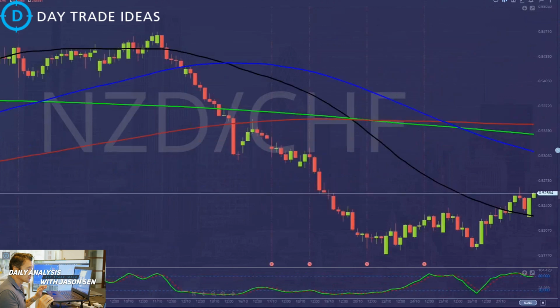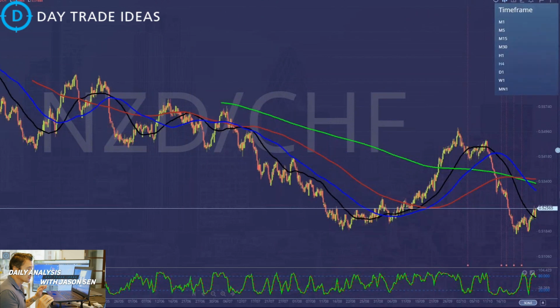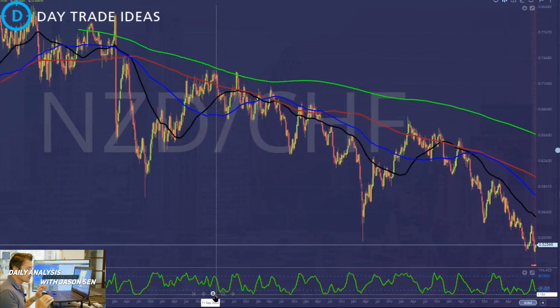New Zealand dollar Swiss. I've got moving averages on here. The black is the 50, the blue is the 100, the green is the 500, the red is the 200. So, New Zealand dollar Swiss. I need to go to the weekly chart to start with. I need to see what trends we have got.